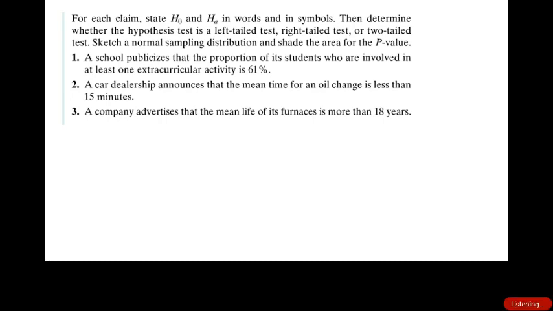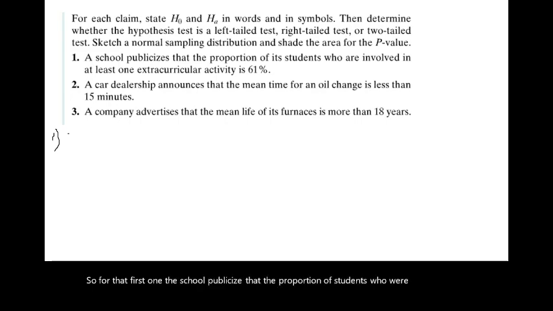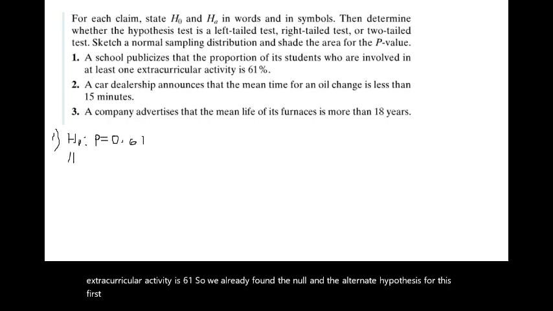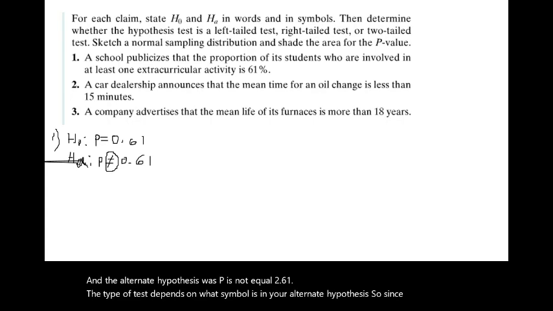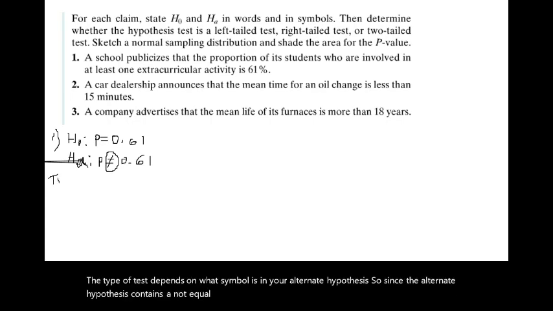So for that first one, the school publicized that the proportion of students who are involved in an extracurricular activity is 61%. So we already found the null and the alternate hypothesis for this first one. The null hypothesis was P is equal to 0.61, and the alternate hypothesis was P is not equal to 0.61. The type of test depends on what symbol is in your alternate hypothesis. So since the alternate hypothesis contains a not equal to symbol, this is a two-tailed test.